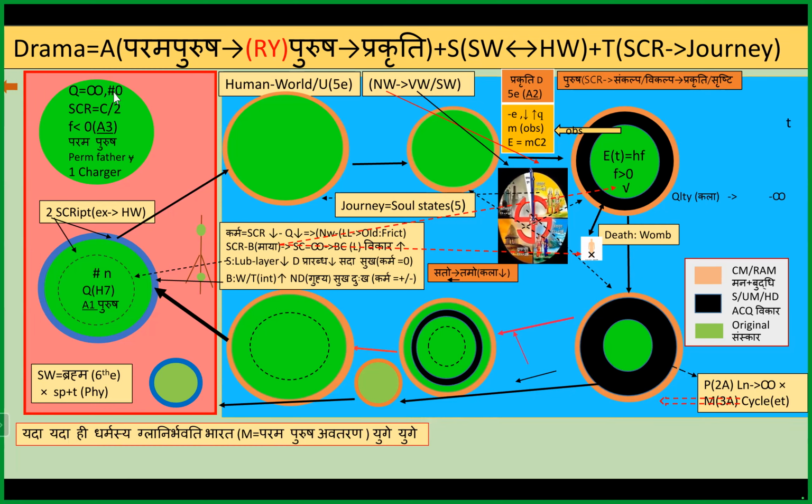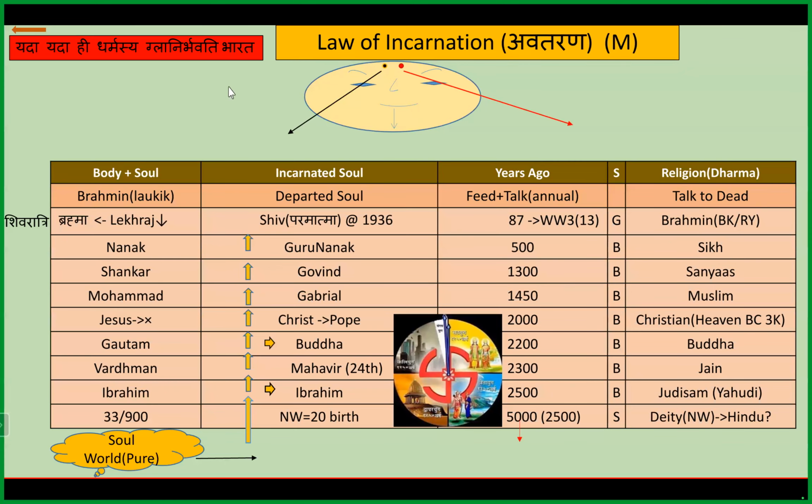And what is the definition of Param Purush, or Supreme Soul? Kala is infinity, its number is zero, its script is only for half the cycle, because in the deterministic world there is no role for this Param Purush, and the frequency is always zero, so it is always charged, and it is the permanent father of all the souls. So that is the characteristic of the Param Purush. And there is an Avtaran of the Param Purush. Let us understand the phenomenon of the Avtaran, the law of incarnation.